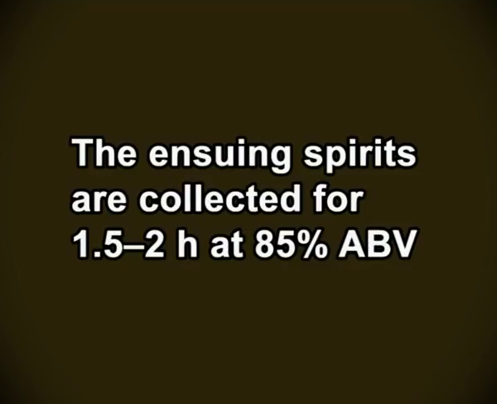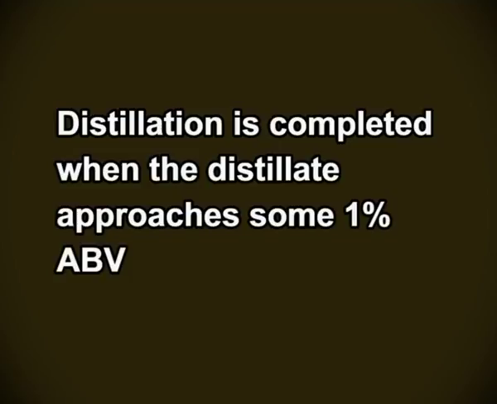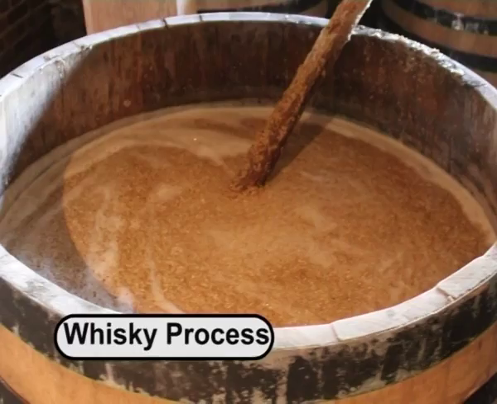The heads are rich in esters and are collected for the initial 5 minutes in the low wine receiver. The spirits are collected for 1.5 to 2 hours at 85% ABV. When the emerging strength drops to 43% ABV, the flow is again diverted to the low wines receiver in order to collect the feints. Distillation is completed when the distillate approaches some 1% ABV. Column distillation allows 10 times more output than does pot distillation and is performed exactly analogously to the whiskey process.